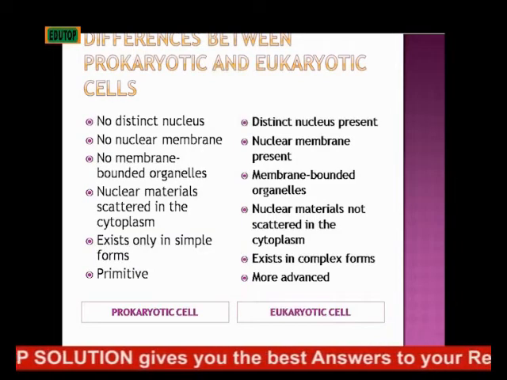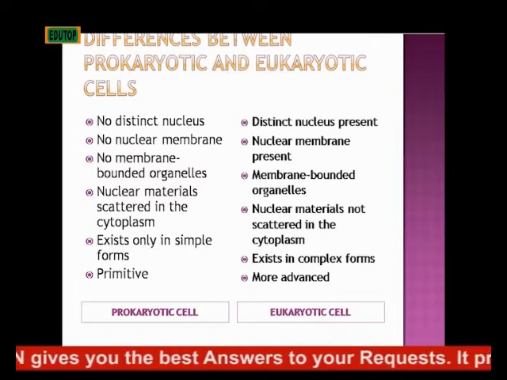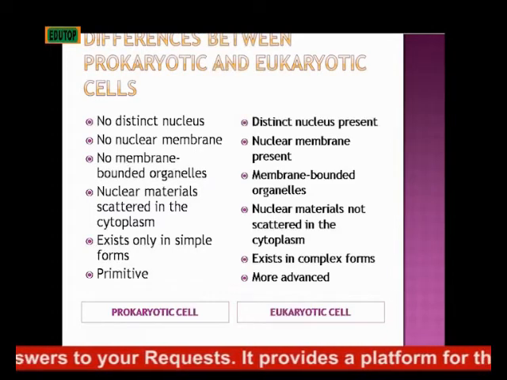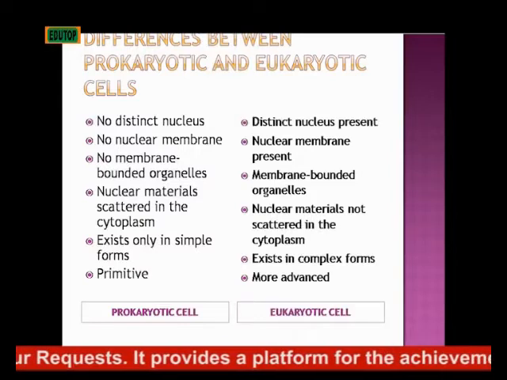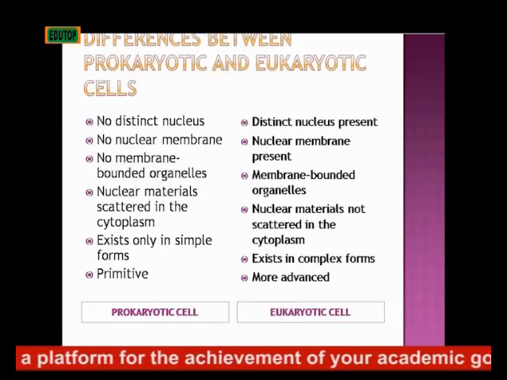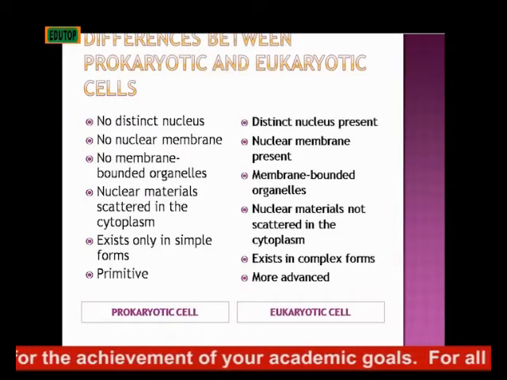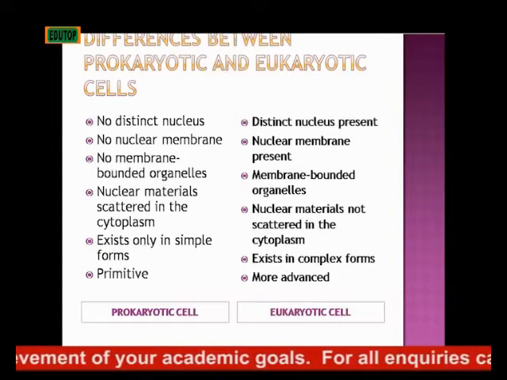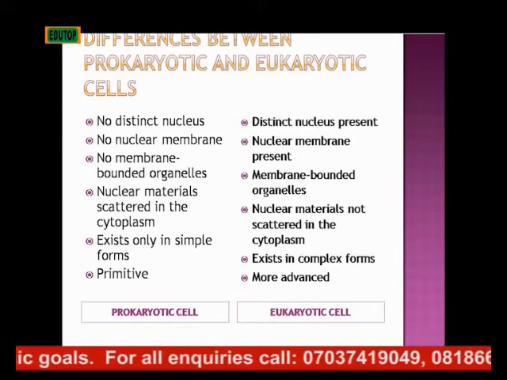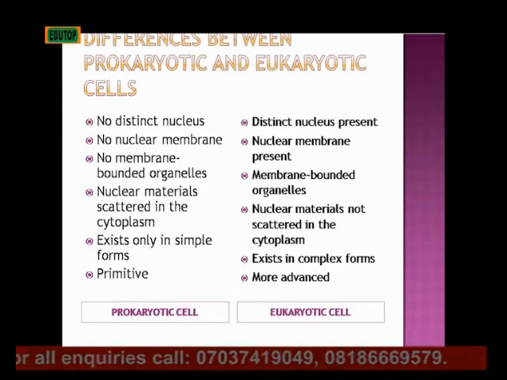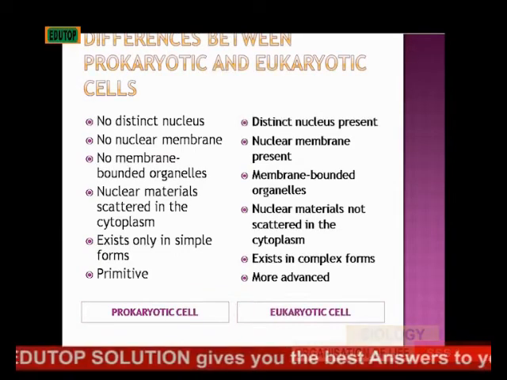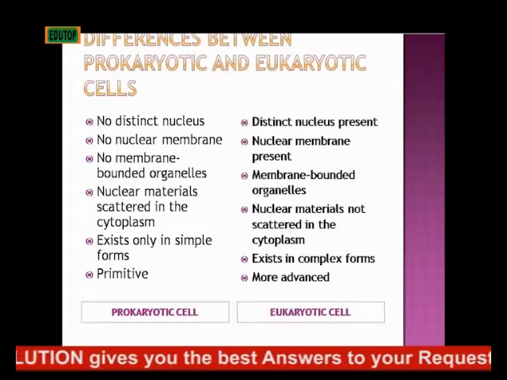Then prokaryotic cell does not have membrane-bounded organelles. Examples of organelles: nucleus is an organelle, nucleolus, lysosome, Golgi body. You get to know what those terms are. You don't find them in the prokaryotic cell, but in the eukaryotic cell, you find them. Chloroplast is also an example of an organelle. Also, nuclear materials are scattered in the cytoplasm of the prokaryotic cell, but in the eukaryotic cell, they are well organized. They are not scattered.